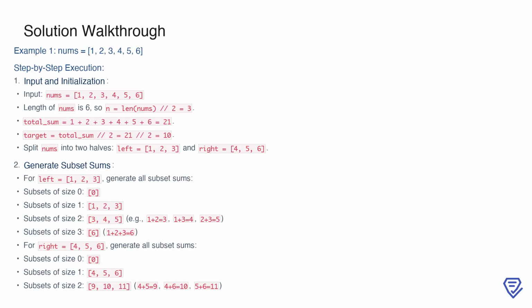is target equals 10. Next, the array is split into two halves, left equals [1, 2, 3], and right equals [4, 5, 6]. From here, we generate all possible subset sums for both halves. For left, we calculate sums for subsets of sizes 0, 1, 2, and 3, resulting in 0, 1, 2, 3, 3, 4, 5, and 6, respectively. Similarly, for right, we generate 0, 4, 5, 6, 9, 10, 11, and 15 for subsets of sizes 0, 1, 2, and 3. These subsets will help us identify combinations with minimal differences.